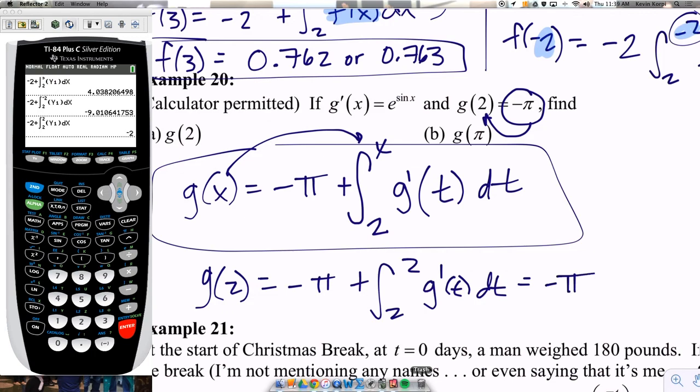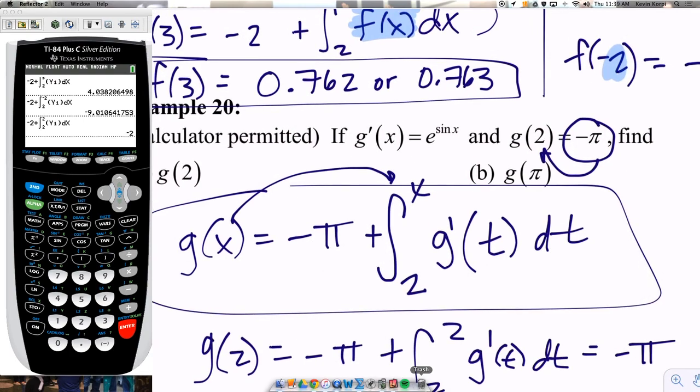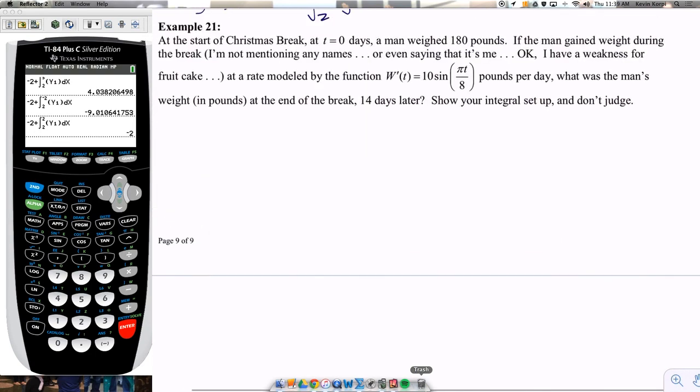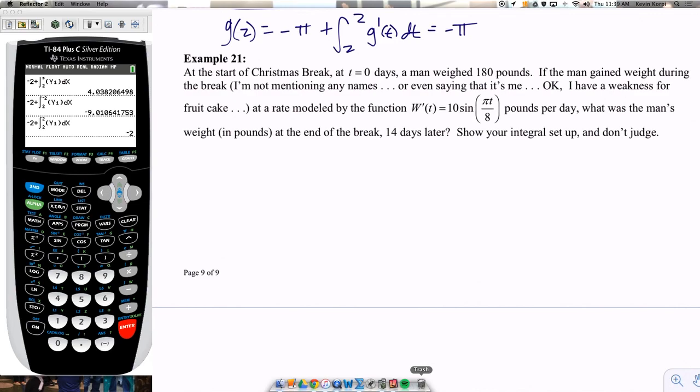The rest of them you'll have to do on your calculator simply because e to the sine of x is not one that we're going to be able to find the antiderivative of. So I'll leave that as an activity for you to do at home and for the viewers to do at home. All right, so we'll finish tomorrow with a nice little application.